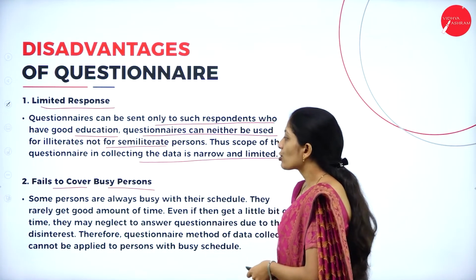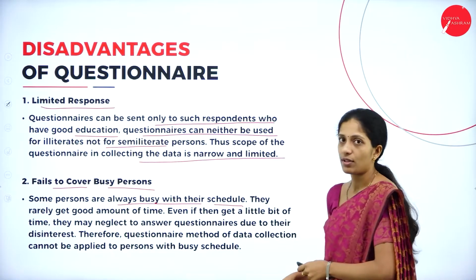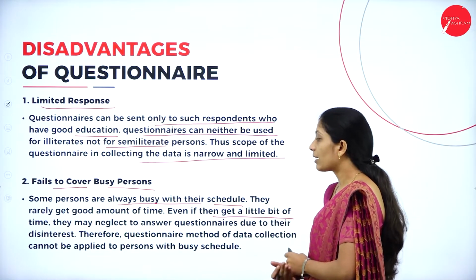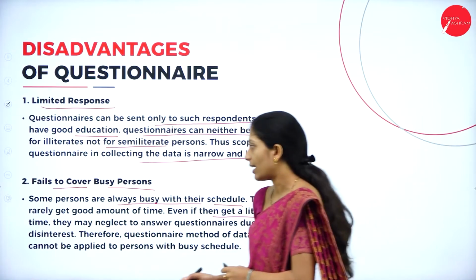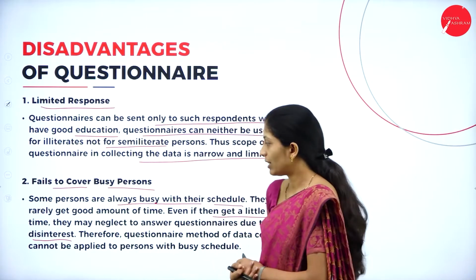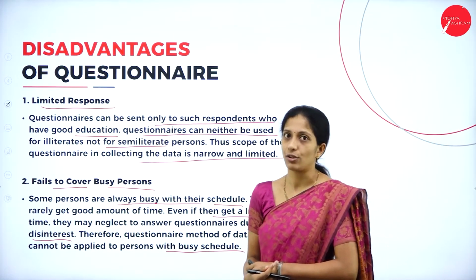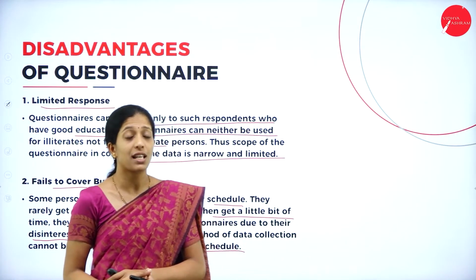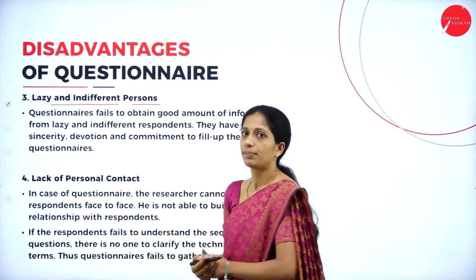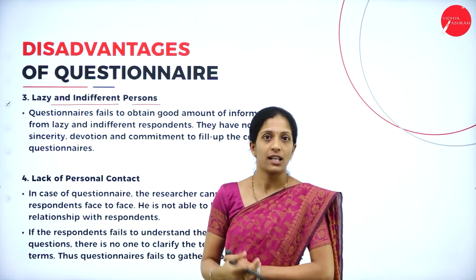Some persons are always busy with their schedule. They rarely get a good amount of time. If they are busy, then it is very difficult for them. Even if they get a little bit of time, they may neglect to answer the questionnaire due to their disinterest. Suppose they get time also, but if they don't have interest to fill the questionnaire, then they will not fill it. Therefore, the questionnaire method of data collection cannot be applied to persons with a busy schedule. So giving a questionnaire to those individuals who are busy is a waste. Next one is lazy and indifferent persons. There are certain respondents who will be lazy or indifferent to answer those questions.